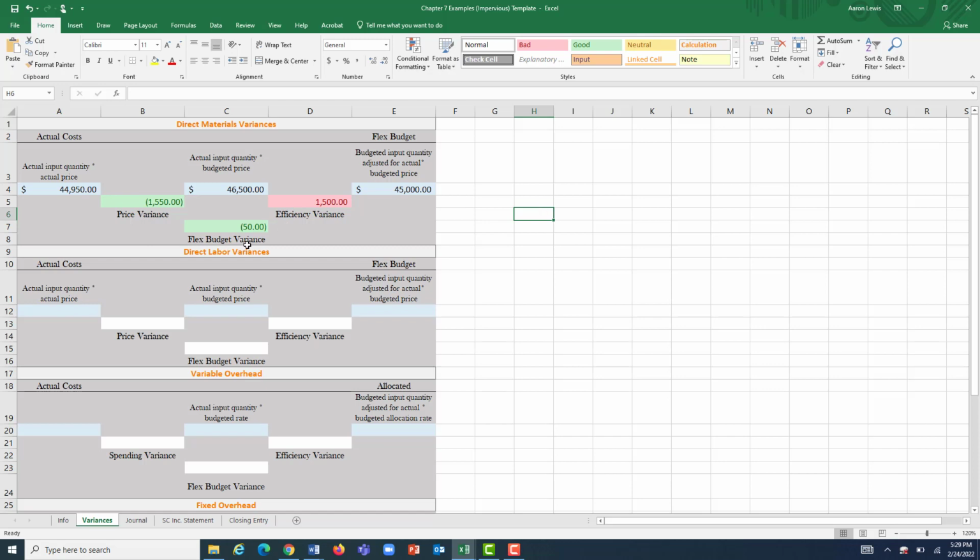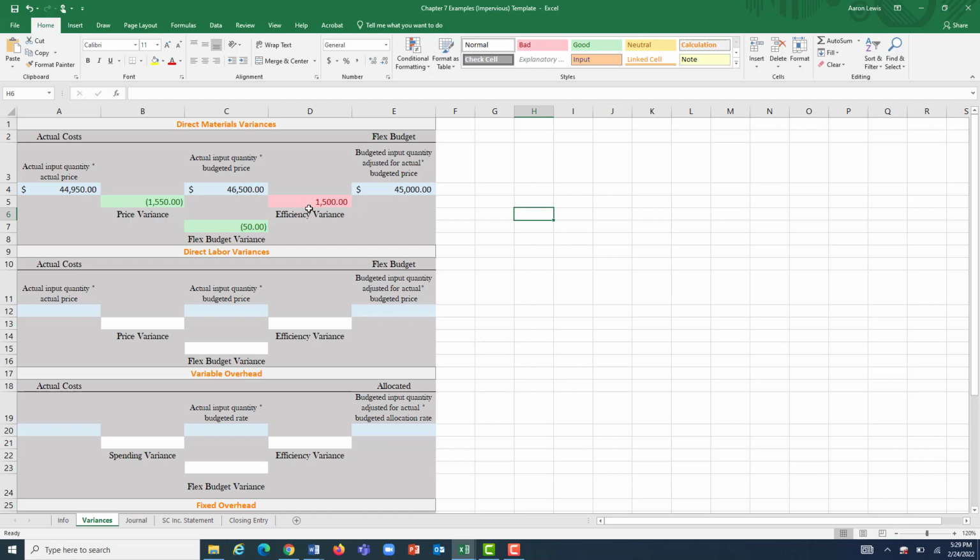Sure, we spent a little bit less overall than we should have, but the question is why? And the reason why is, firstly, we saved on our per pound price for the metal that we needed for the mugs. But that savings was almost entirely offset by the fact that we had to use more metal than we had planned in the beginning.